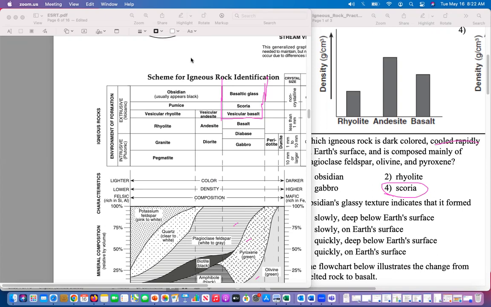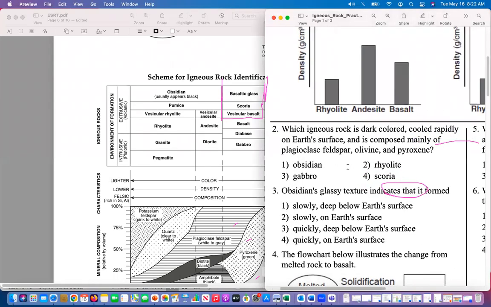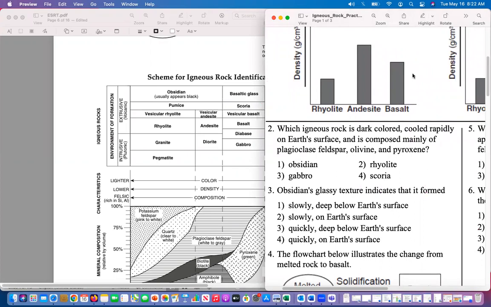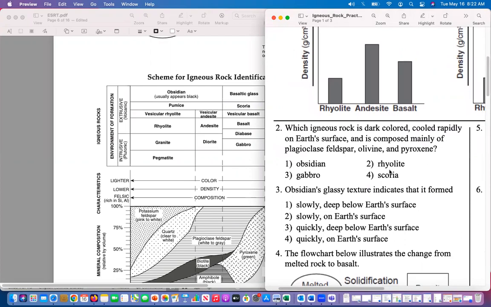When I take a look at number 3, number three says, obsidian's glassy texture indicates that it was formed what? Anytime that you see the word formed, if they want to know where an igneous rock is formed. So I know obsidian is an igneous rock. Why? Because I see the word obsidian underneath the igneous rock title. And so how can I find out whether or not it was cooled slowly or quickly on the Earth's surface or deep?